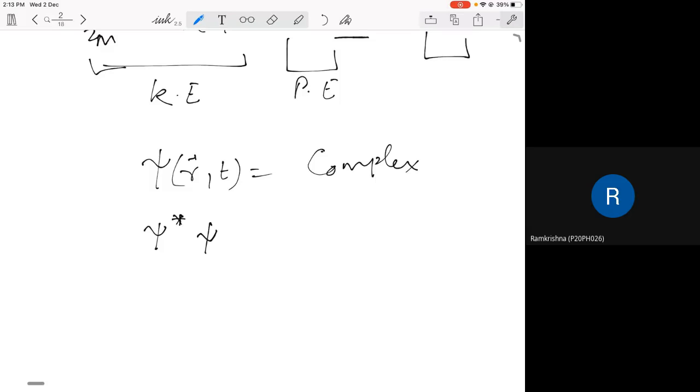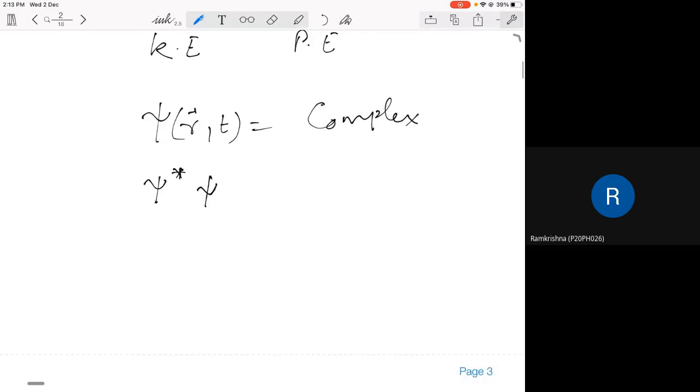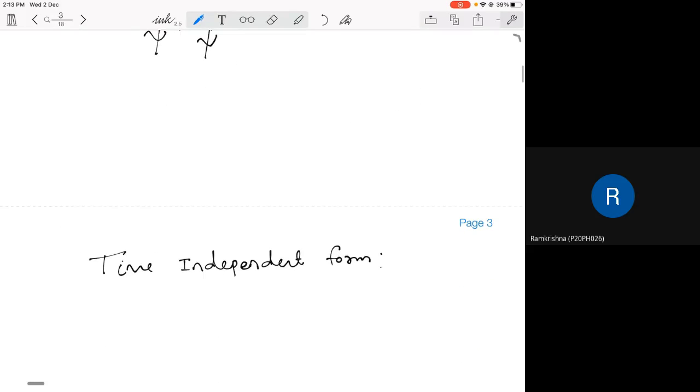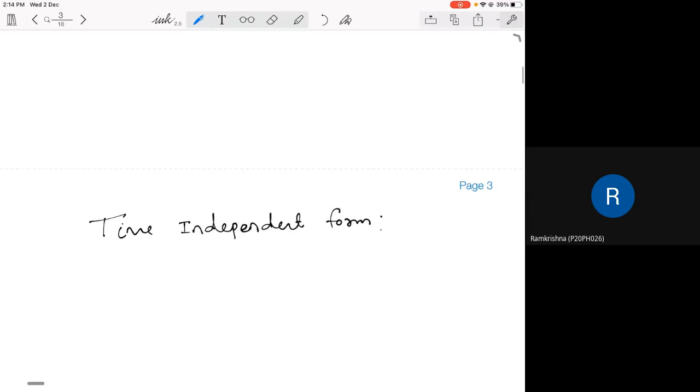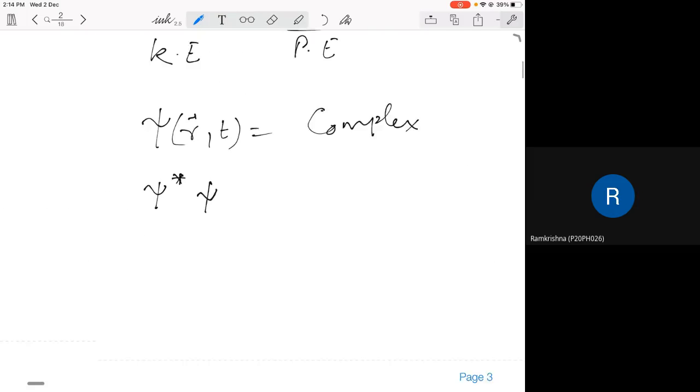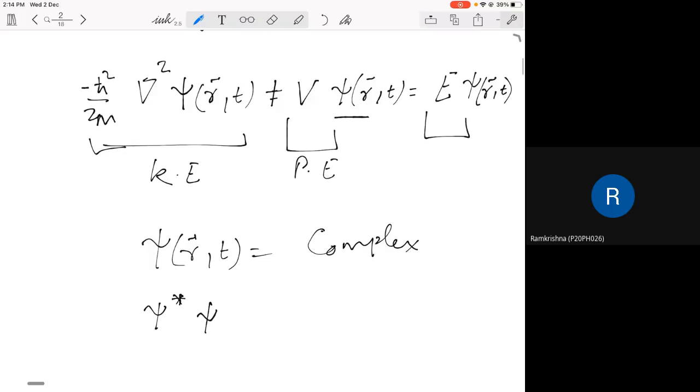But again, you can also calculate energies, momentum, and other parameters for the quantum mechanical particle. But without going into the details of that, let's say we have one version, this time dependent version, so we have psi as a function of time t.